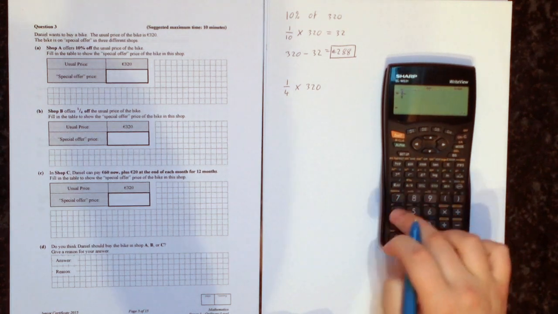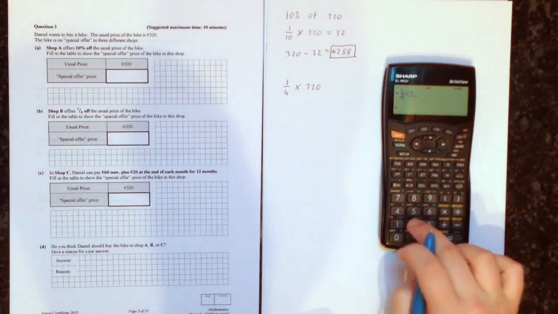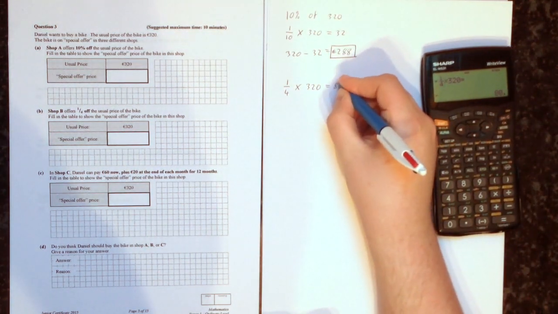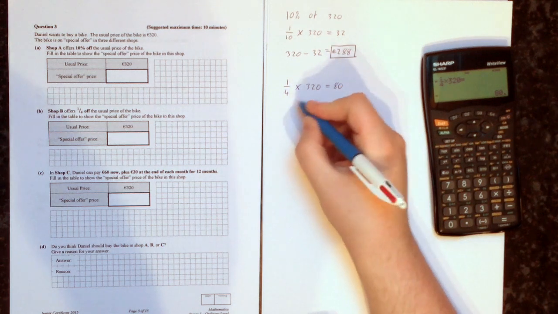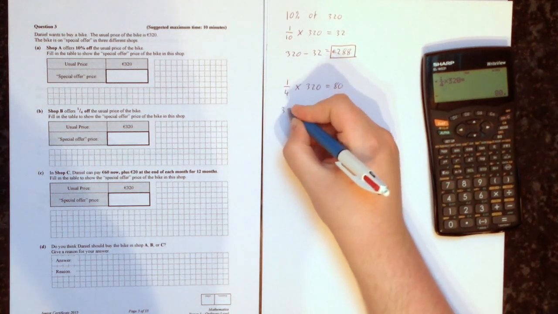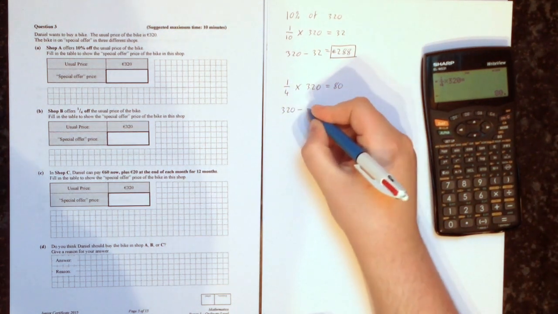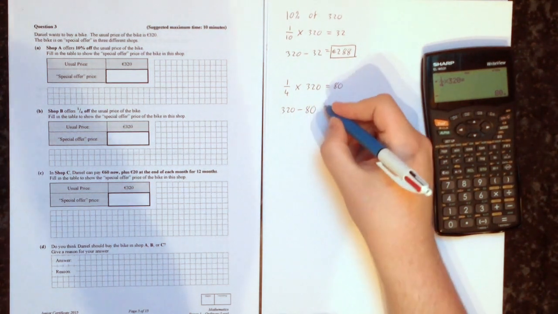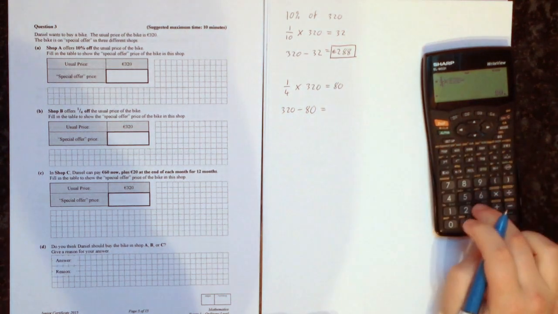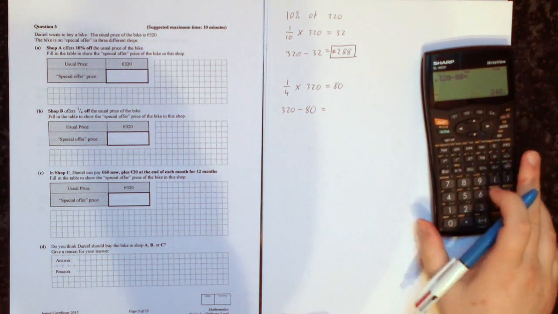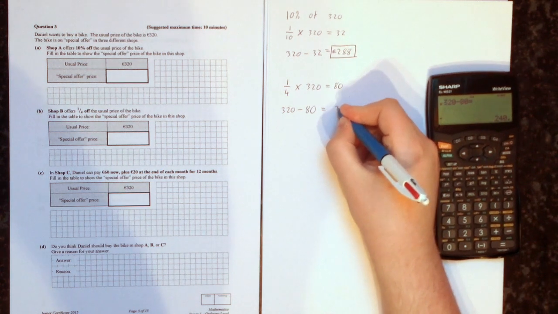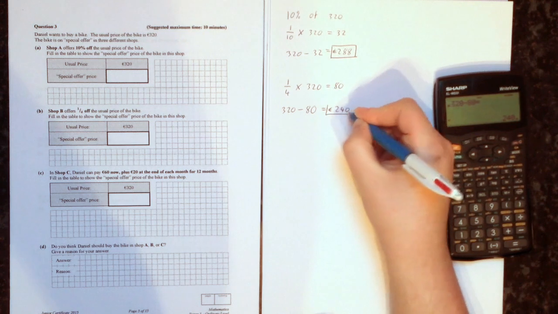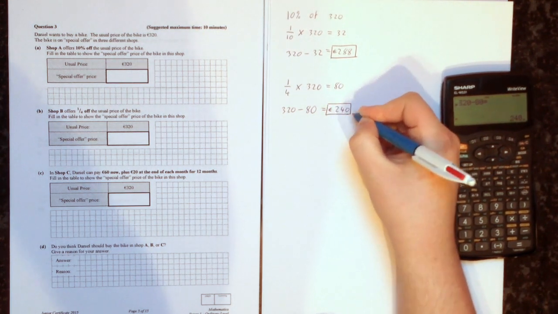So 1 over 4 multiplied by 320 is equal to 80. So we have 1/4 off, we have 320 minus 1/4 of 320, which is 80. So that's 320 minus 80, which is equal to 240 euros. So there's your answer to part B.